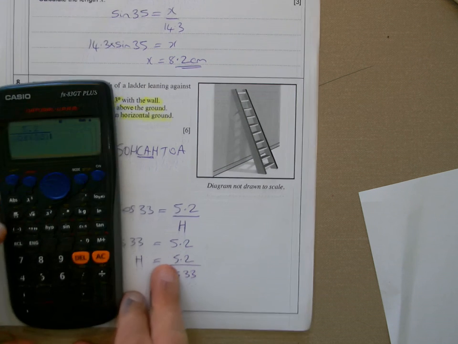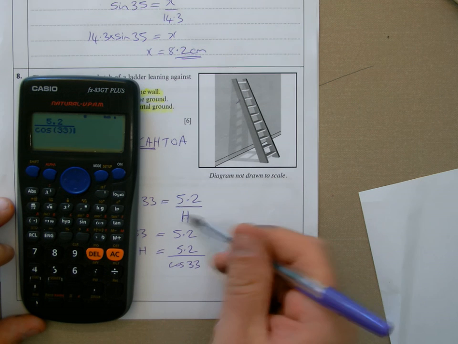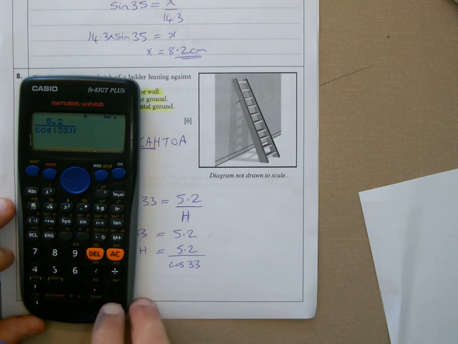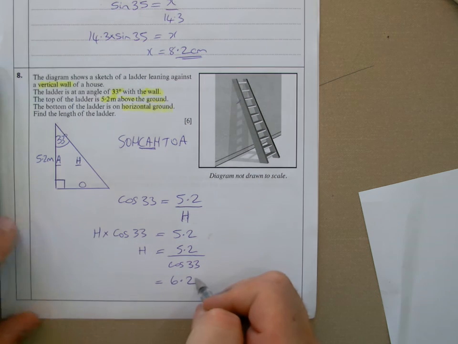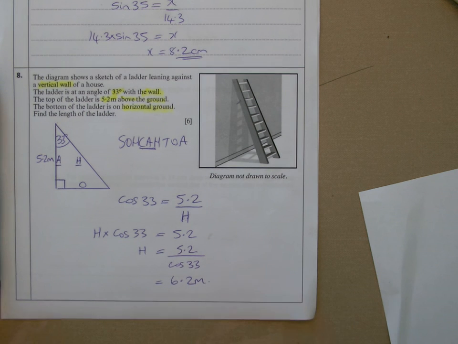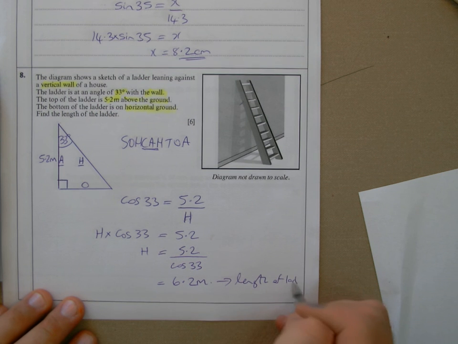So a little bit more work on this particular question, because the side we wanted was on the bottom. If I work that out, it comes out to be 6.2. Okay, 6.2, and we're measuring in meters. So that is the length of the ladder. And we're done.